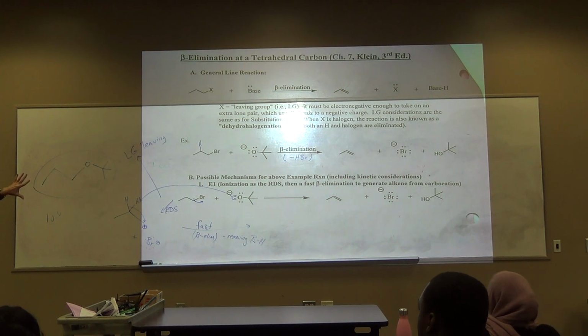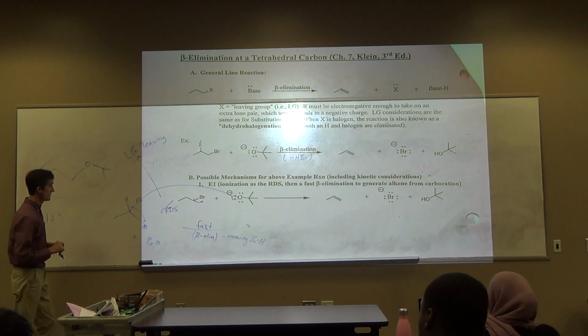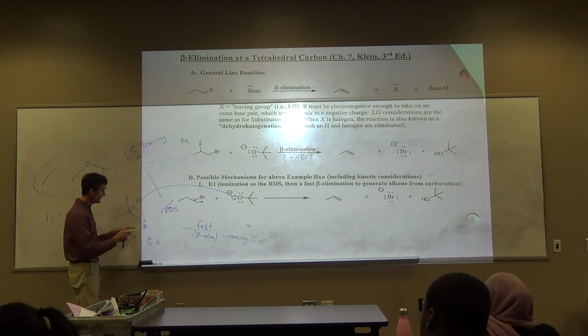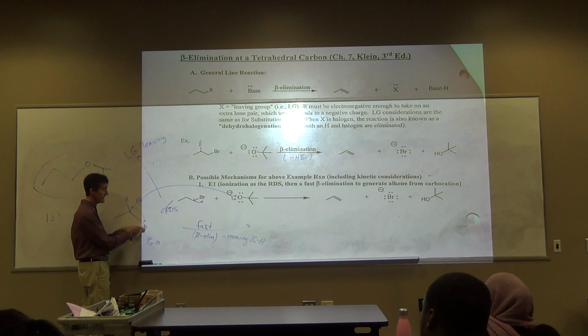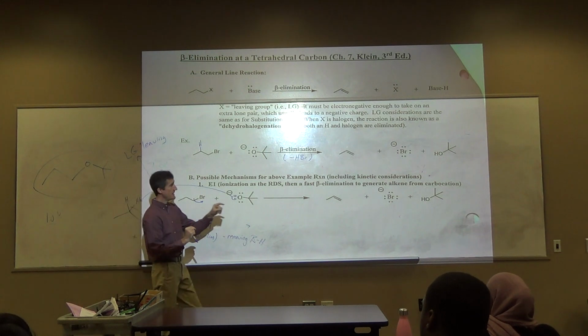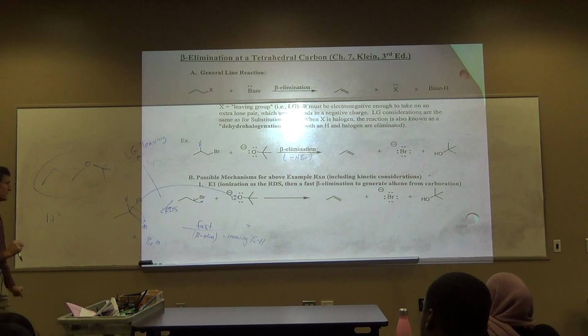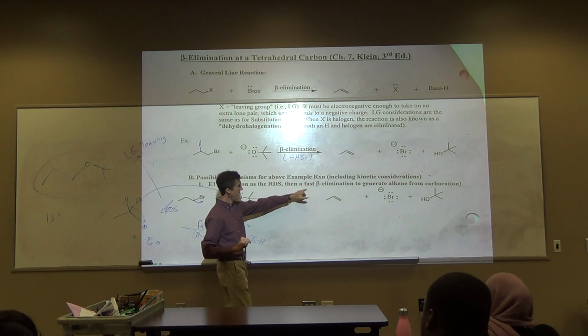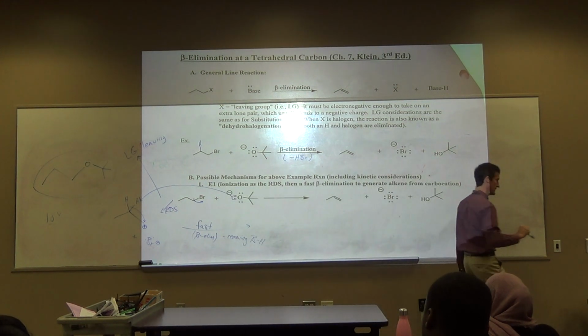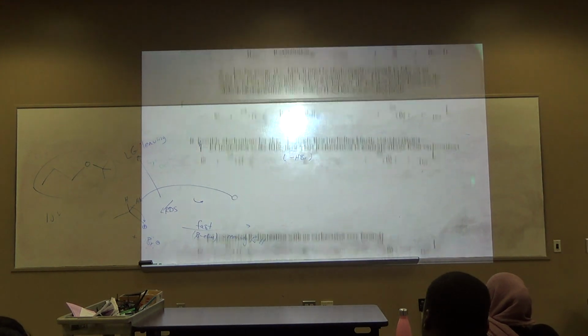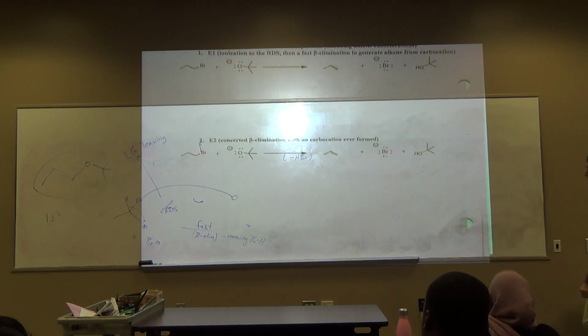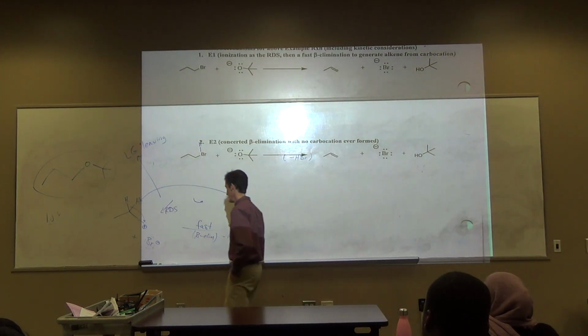I'm doing elimination because this is what we're doing right now. There's an option: instead of attacking here, you get a substitution product. We're removing a beta hydrogen, putting in a pi bond, and that's an elimination product compared to what we started with. I'm not liking that mechanism, but that is an E1. Ionization is the rate determining step, then fast beta elimination generates alkenes. That's what we said. Let's try another mechanism, E2.